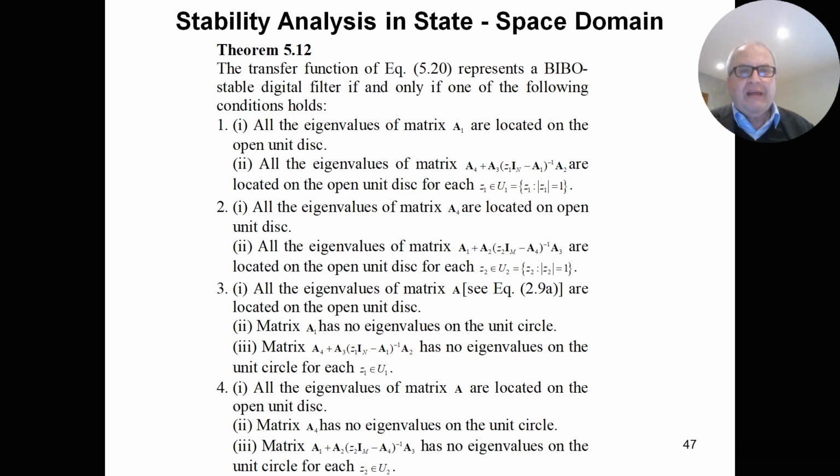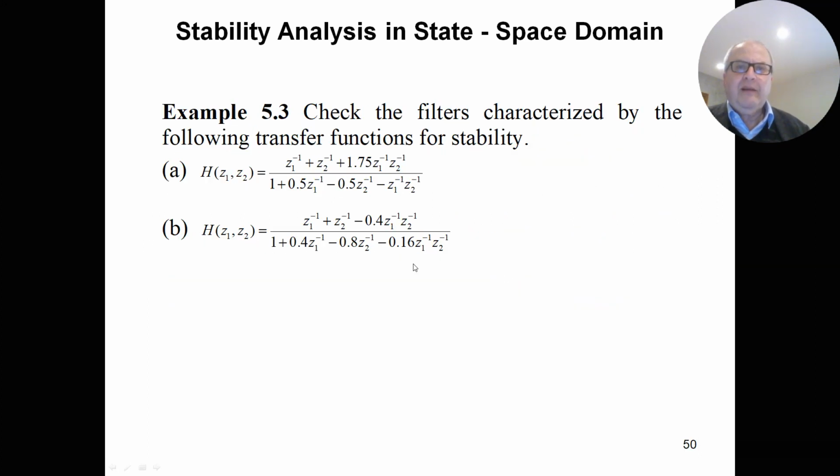Unfortunately, there are some mathematical details that you must know in order to understand what matrix A1 is. And all the eigenvalues of this matrix, for absolute value of z1 equal to 1, must be located in the open unit disk. Similarly, we have the formulation of 2, 3, and 4.